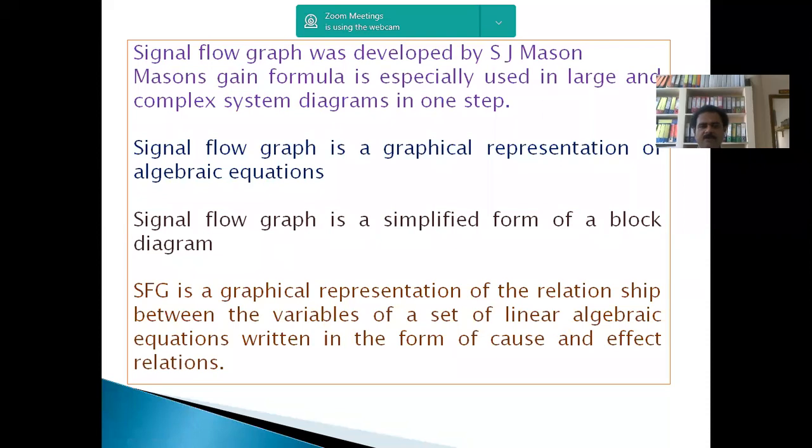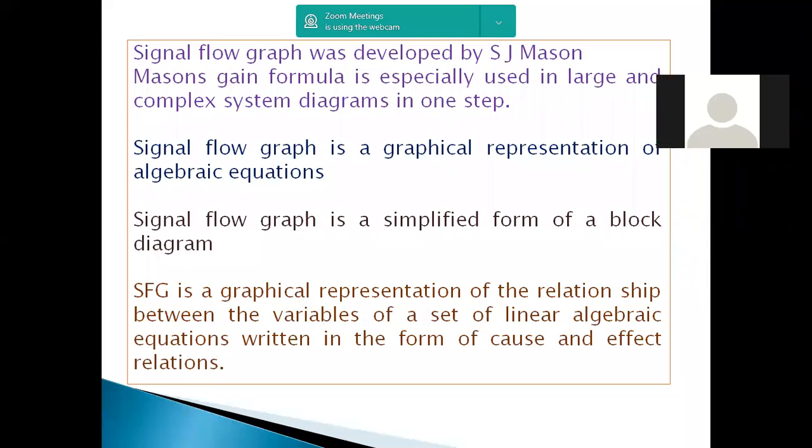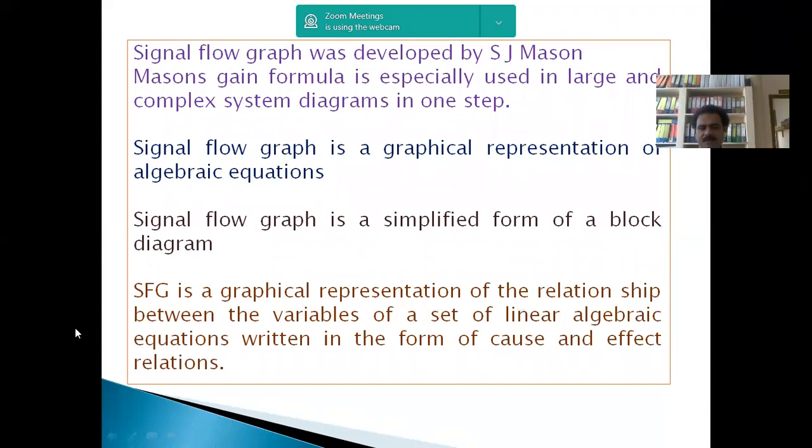Signal flow graph is a simplified form of block diagram. In a block diagram we have to represent the system with blocks connected in a particular fashion. This is similar to that, but there is no need to draw the blocks; we simply represent the transfer function of that particular block as a gain, the path gain. Next, a signal flow graph is a representation of the relationship between the variables of a set of linear algebraic equations, written in the form of cause and effect relation.